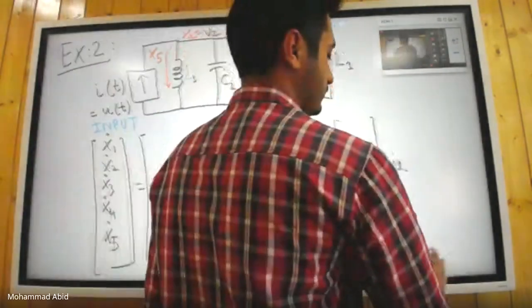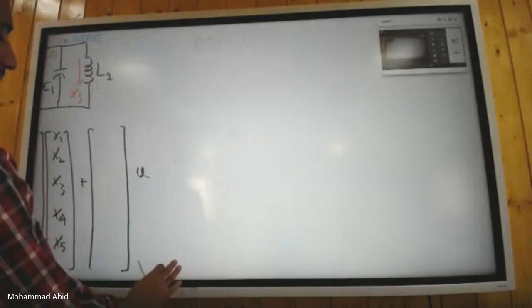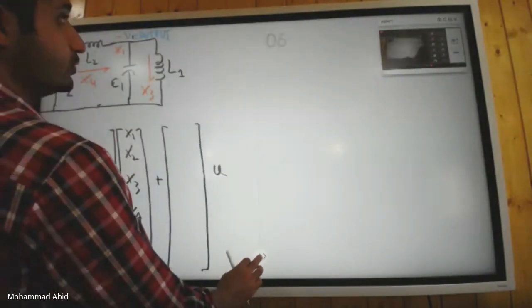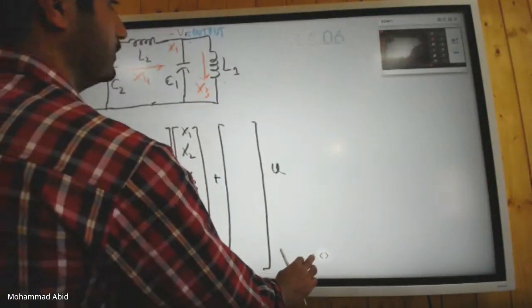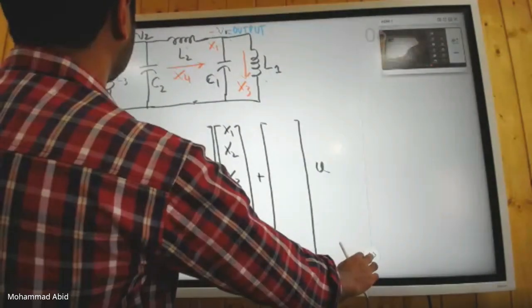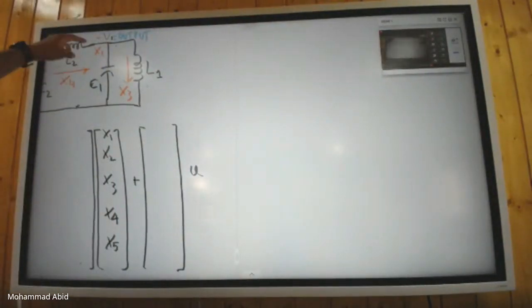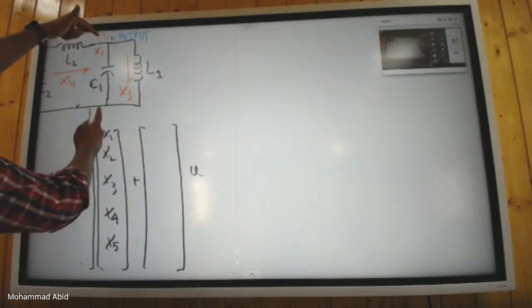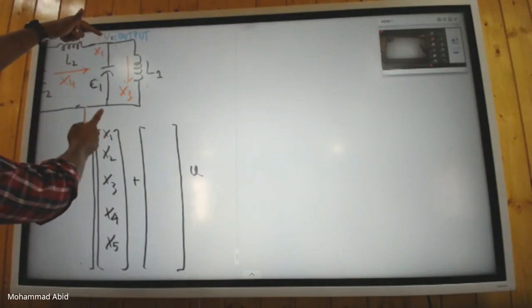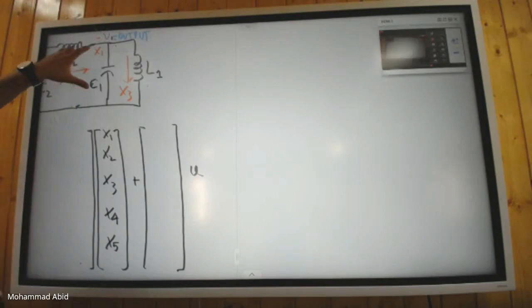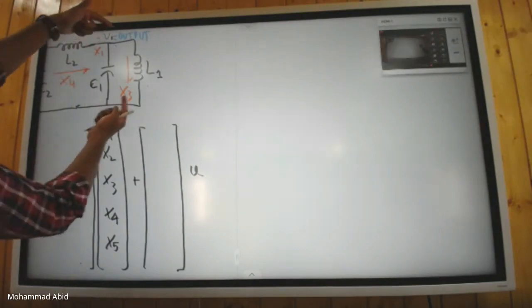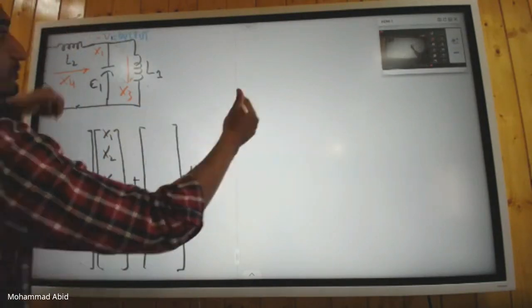Okay, we'll just do it together. We'll just quickly write the equations. Let me just show it here. This voltage, which is your output, I have labeled as x1, and this voltage is the same across the L1, isn't it?